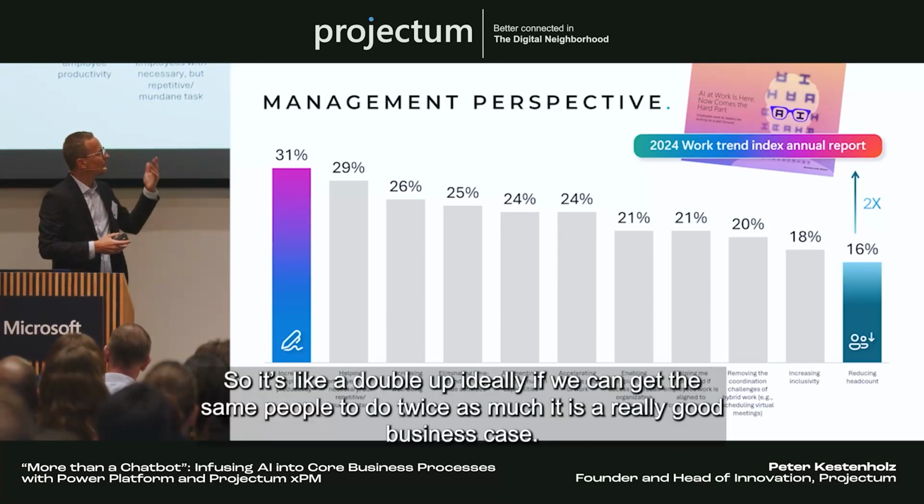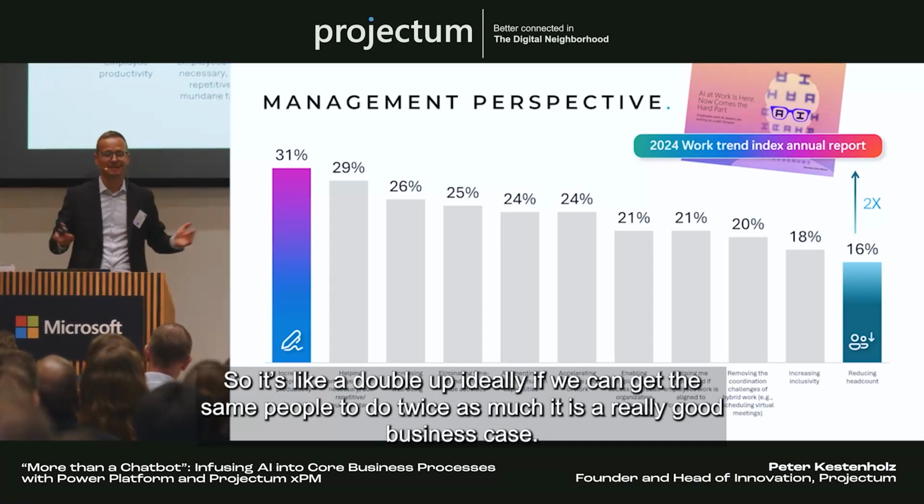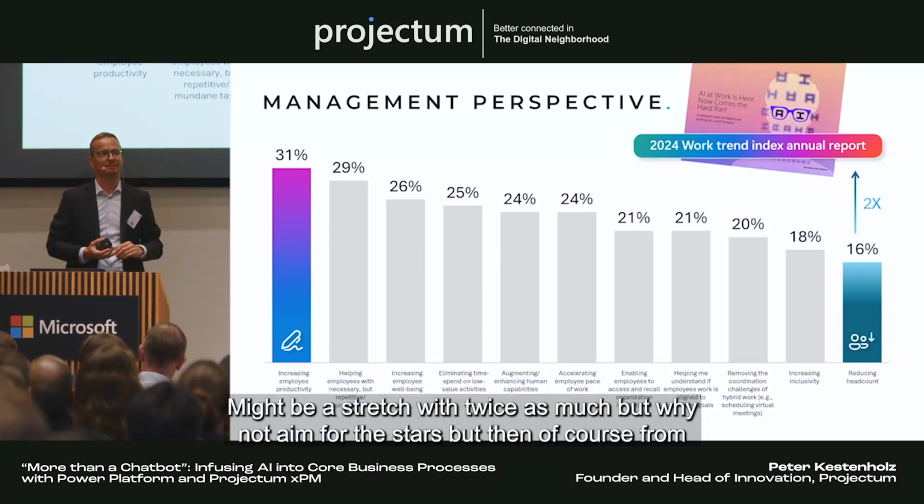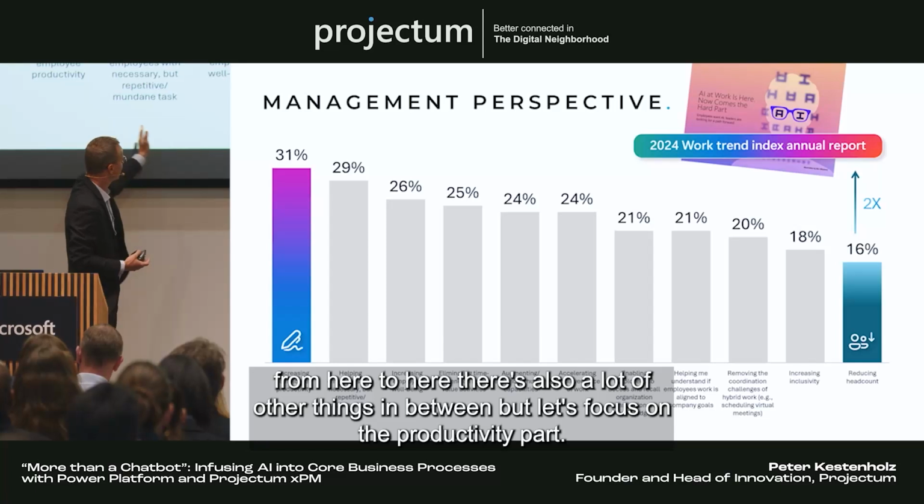So it's like a double up. Ideally, if we can get the same people to do twice as much, it is a really good business case. It might be a stretch with twice as much, but why not aim for the stars? But then, of course, from here to here, there's also a lot of other things in between. But let's focus on the productivity part.